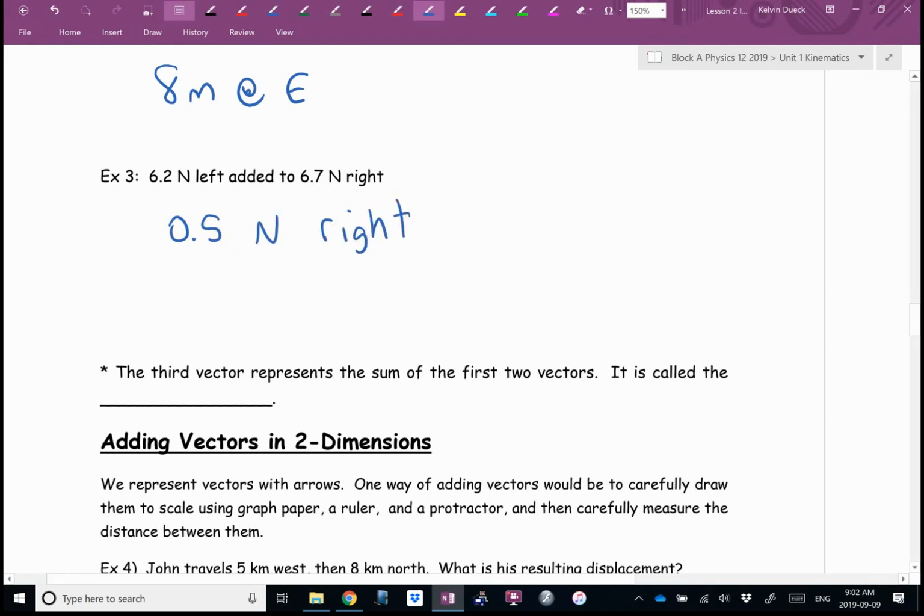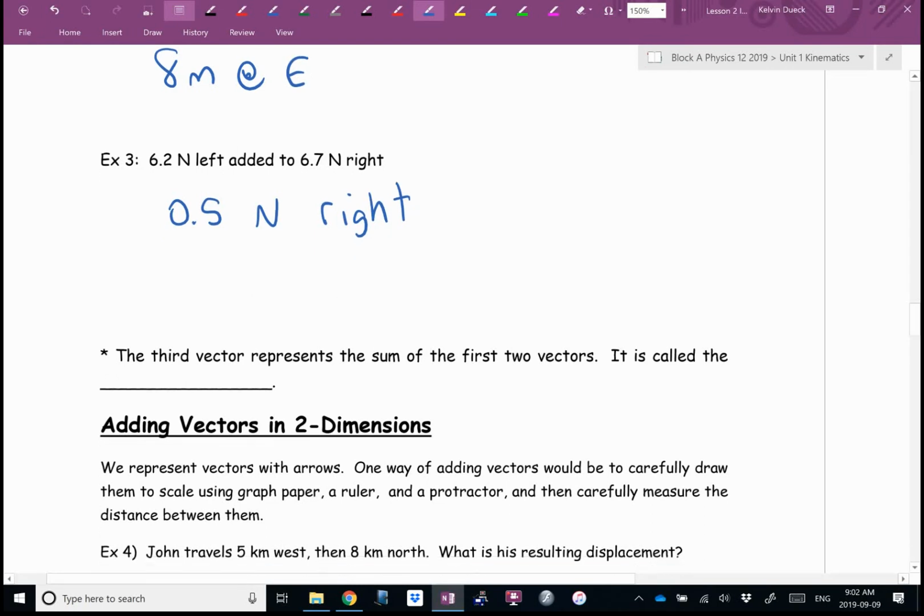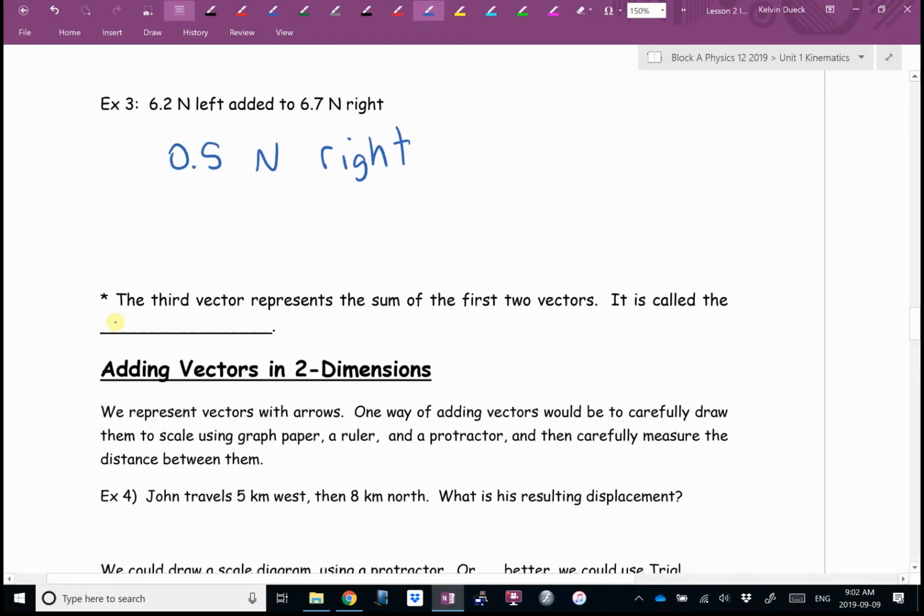If you wanted to superimpose east, west, north, and south on here, I wouldn't freak out. In other words, if you said right is east, I would live with that too. The third vector, the answer, represents the sum of the two vectors. We have a fancy word for that. We call it the resultant. When you add two vectors or more than two vectors together, the sum of all the vectors is the resultant.